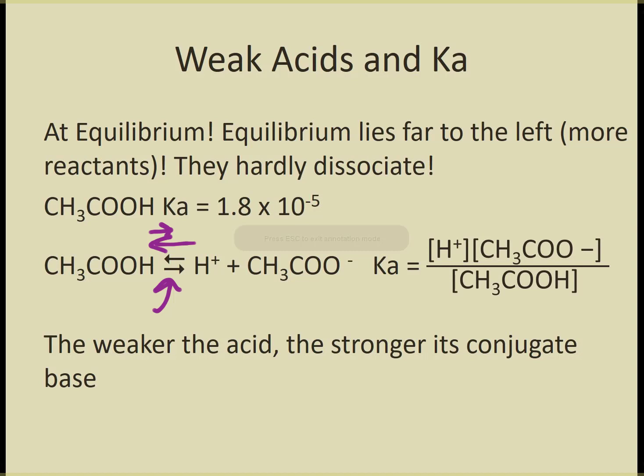And then I'm going to do it just like I have always done it. Products on the top, reactants on the bottom. So I have this hydrogen ion, and this is the acetate ion, and you will multiply their values by each other and then divide by the concentration of your weak acid. The weaker the acid, the stronger its conjugate base, and so therefore the conjugate base drives the reaction backwards. So that's why we have more reactants, because the conjugate base is stronger than the weak acid.